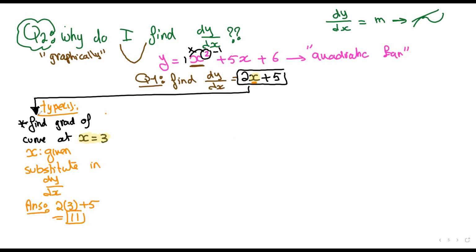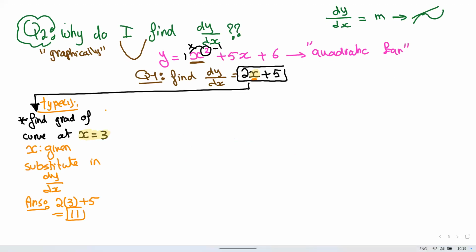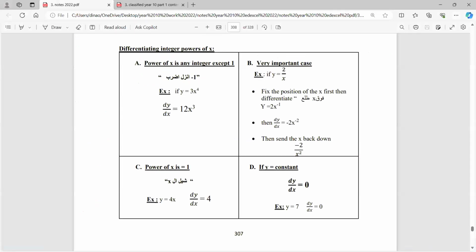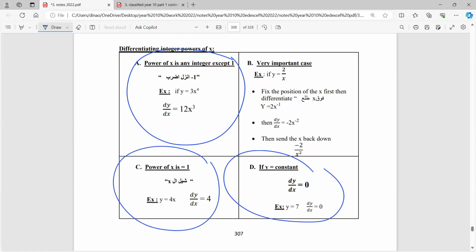So let's go to the notes together, if you're using my notes. I have this page ready and displayed for you. Page number 307 in the notes. These are the 3 cases that we discussed today. The other case we will do in another video. So these are the 3 cases that we discussed, and this is in your notes, page number 307.